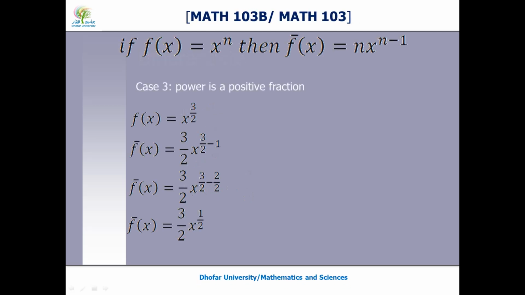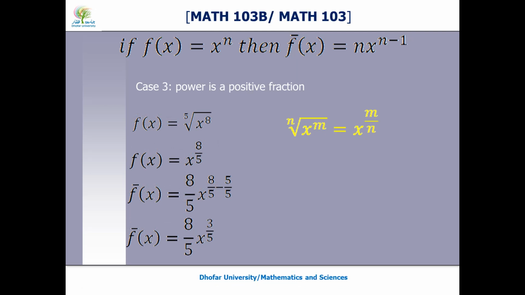Now case number 3, if the power is a positive fraction, like if f of x equals x to the power of 3 halves, again we are applying the same rule, the power rule. So we'll bring the 3 halves in front of x, and then the new power of x is 3 by 2 minus 1. So we subtract 3 by 2 minus 1, and you will get half. So the derivative of the function will be 3 by 2 times x to the power half.